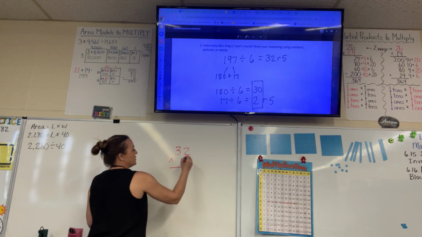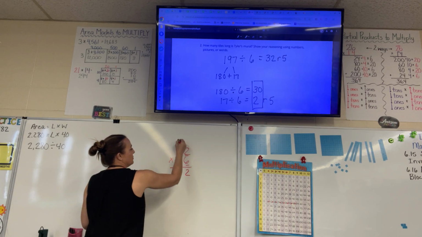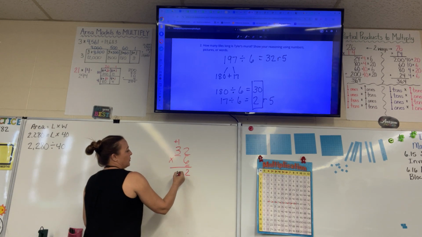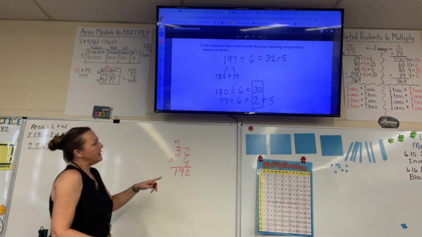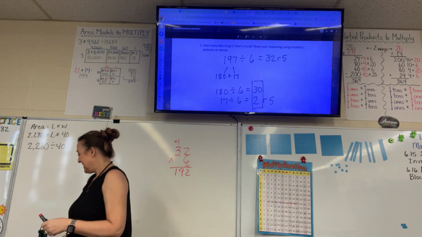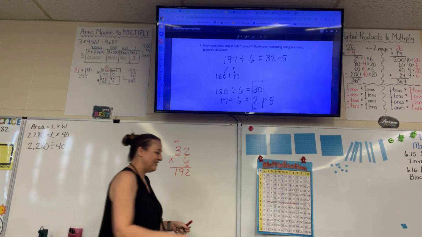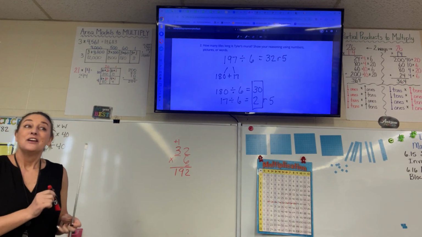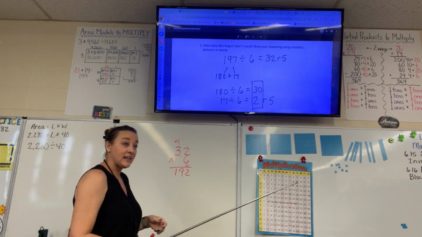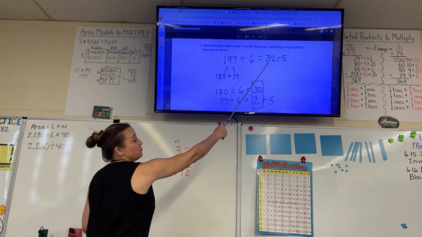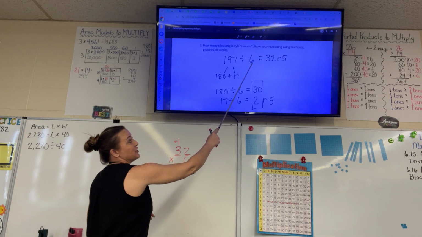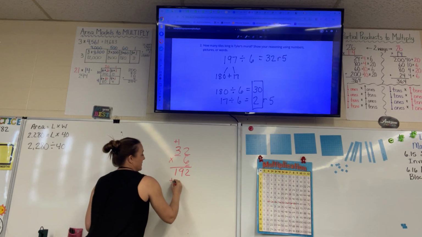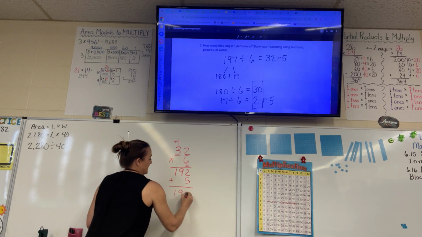What is 6 times 2? 12. Put down the 2, carry the 1. 6 times 3. 18. Plus 1 more. 19. Now wait a minute. Do you see what we need to do? Add the 5 back on. That's how remainders work. So on the division problems, if you're checking, you multiply the quotient times the divisor, then add the remainder. So plus 5, 197.